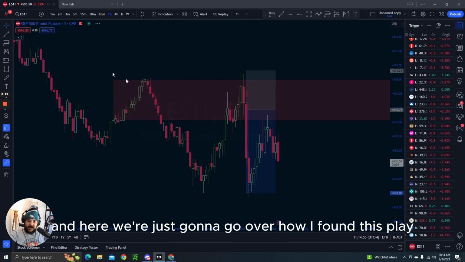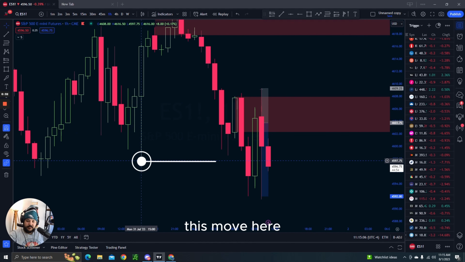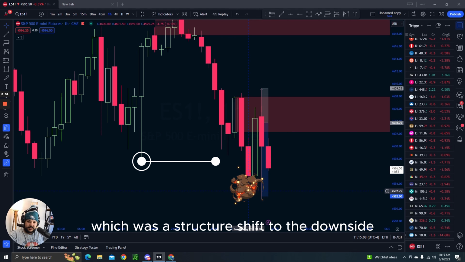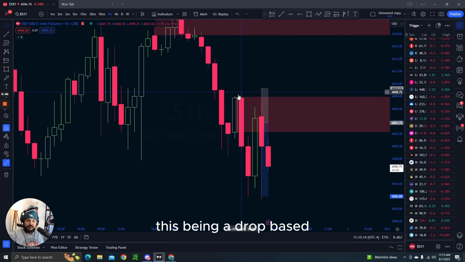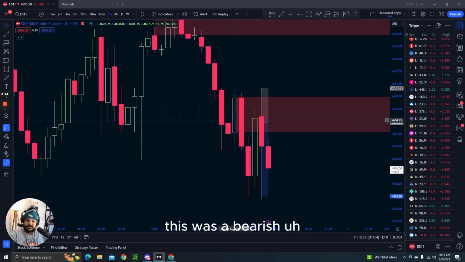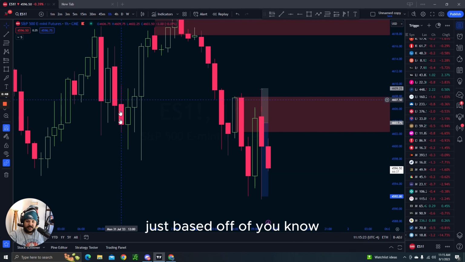So here you can see we had a move up and a move down. This move here, we took out this low, which was a structure shift to the downside. So this being a structure shift, a drop-base-drop breaking structure, this was a bearish continuation. So I was looking for downside just based off that small detail, which most people overlook.